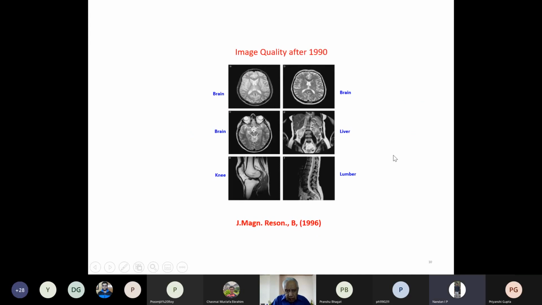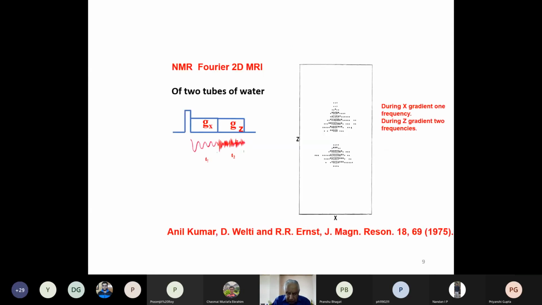Wait, huh? So the image quality improved. This was not my work. This was the work of hundreds of people who developed the MRI. And by 1990, it was clear that MRI is going to be extremely useful.